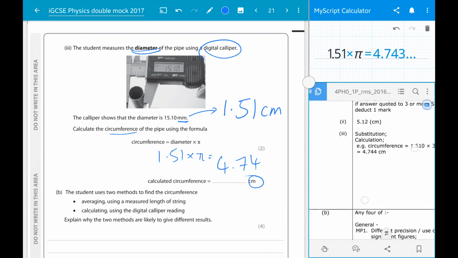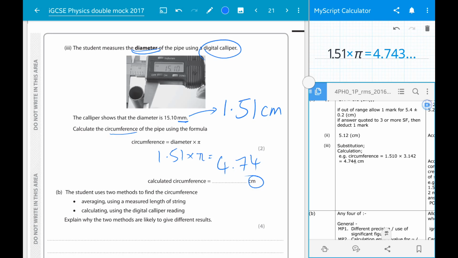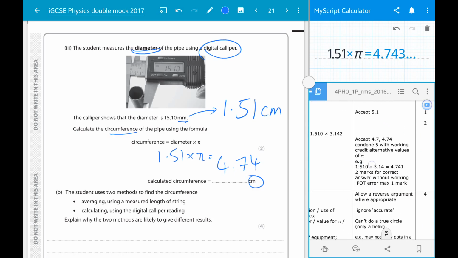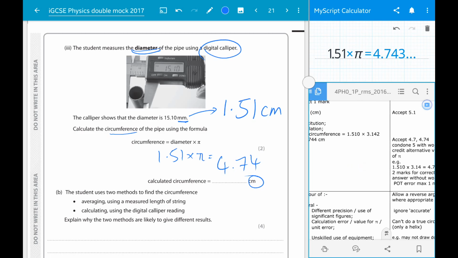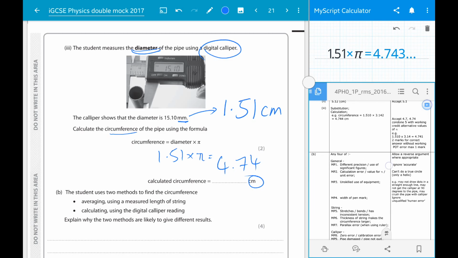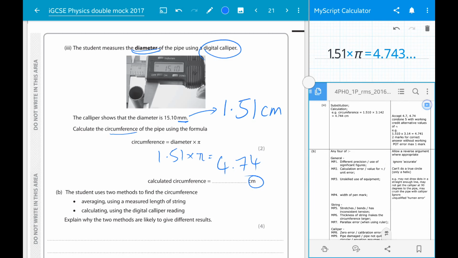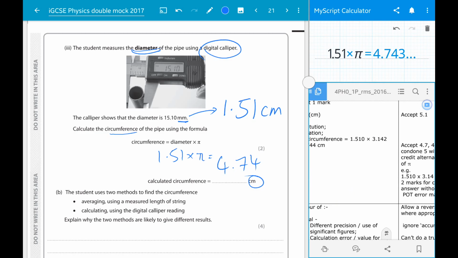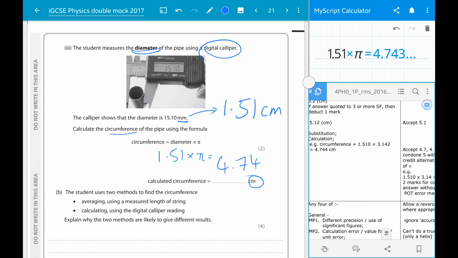The mark scheme says 4.744, but 4.74 is all okay. It depends on what value you're using for pi, what your third decimal place is. I think the mark scheme has 4.744 because they're using 3.142 instead of 3.14159265535, the correct value for pi.